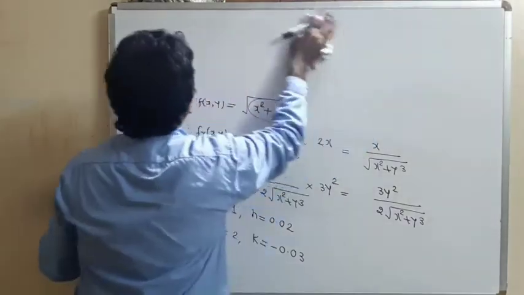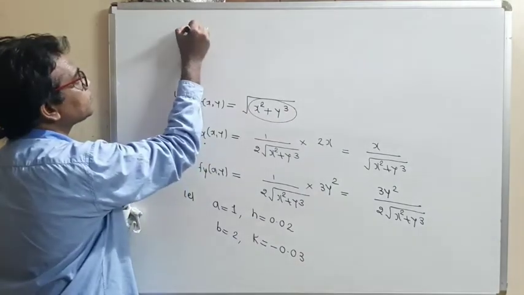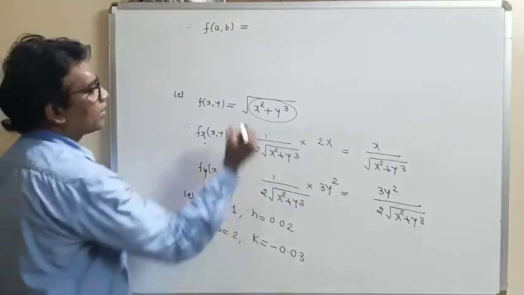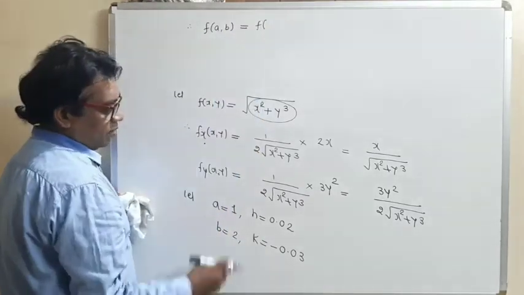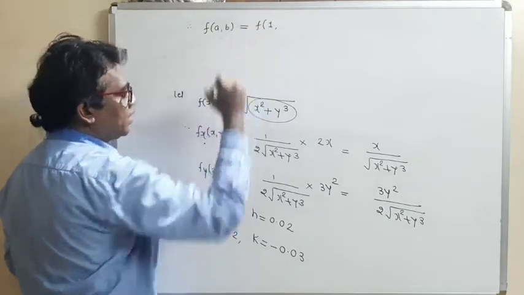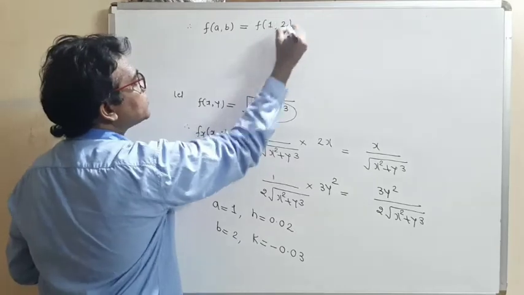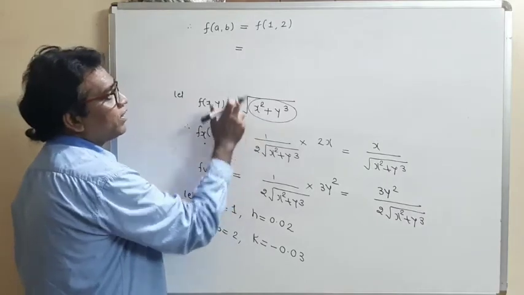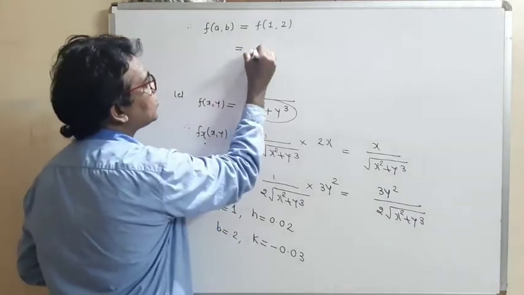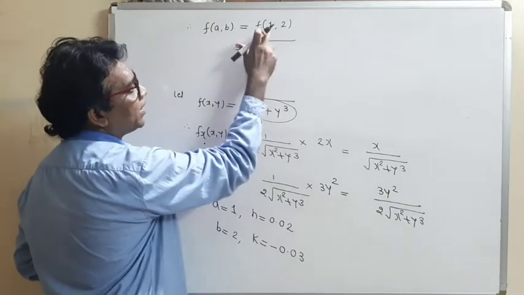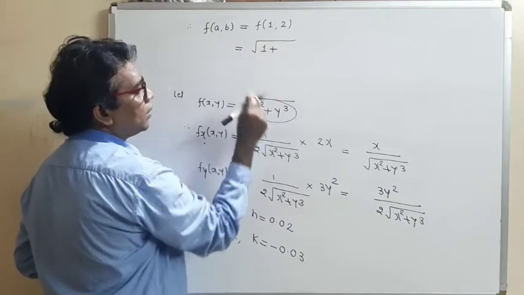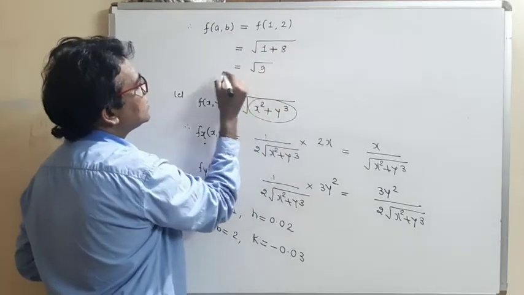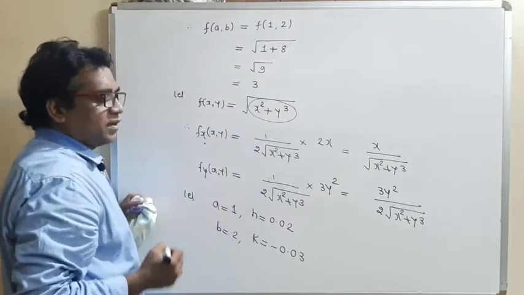Now find out the functional values. So write down the functional values. Therefore, f of a b, this is the first value. What is our a? The value of a is 1, and the value of b is 2. So find out f of a b from f of x y. This is under root x square, which is 1, plus y cube, which is 8. So this is root 9. So the value of f of a b is 3.